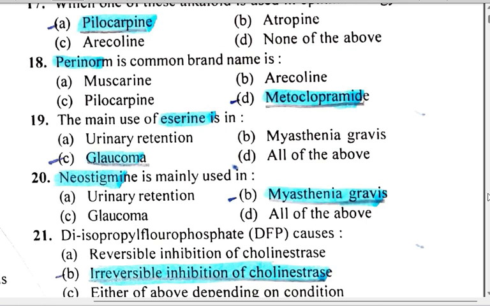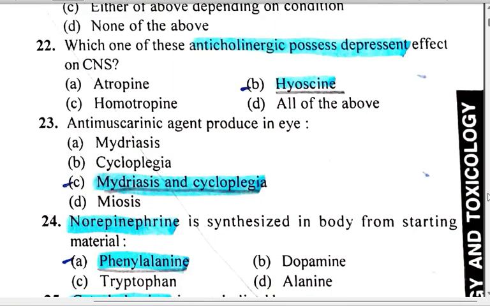Perinom's common brand name is metoclopramide. The main use of epinephrine is in glaucoma. Neostigmine is mainly used in myasthenia gravis. DFP causes irreversible inhibition of cholinesterase. Which one of these anticholinergic possesses depressant effect on CNS? That is hyoscine. Antimuscarinic agent produced in eye, that is mydriasis and cycloplegia.